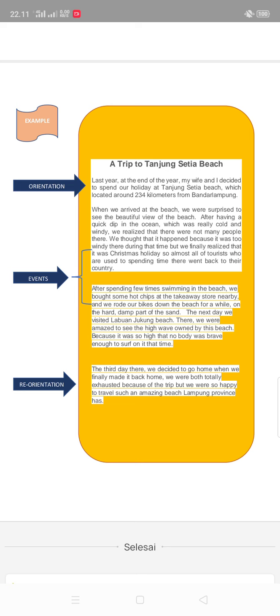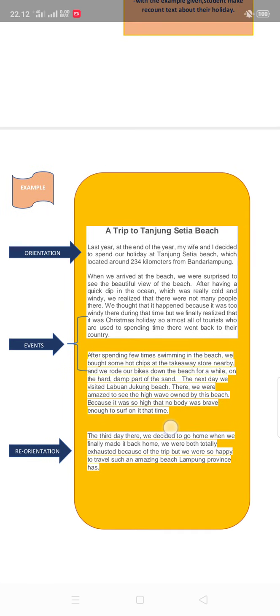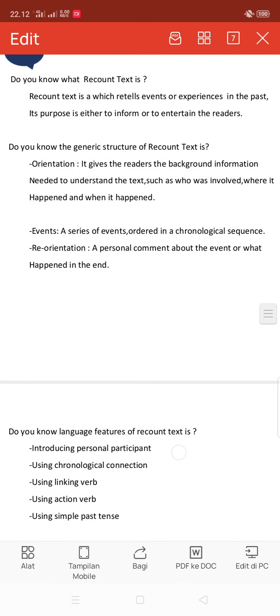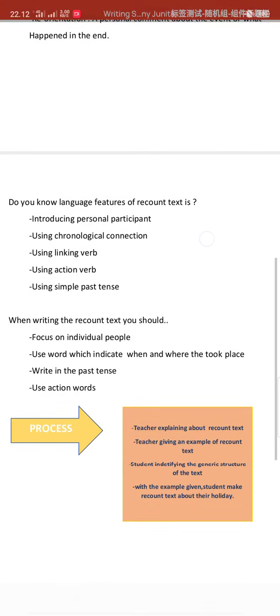The next day, we visited Labuan Jukung Beach. There, we were amazed to see the high waves owned by this beach because they were so high that nobody was brave enough to surf on them that time. So the second paragraph and third paragraph are events. Why? The second and the third paragraph are events because they are a series of events ordered in a chronological sequence.